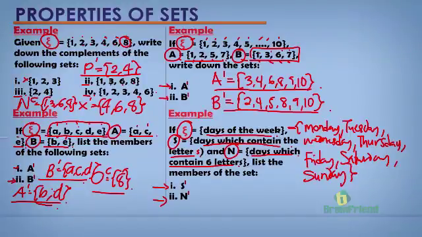So we have the list of our universe here. Now let's try to also list our set S. S is the set of days that contain the letter S. So S would be a set that has members. Let's look at our universe here and see any of the days listed that has the letter S within it.